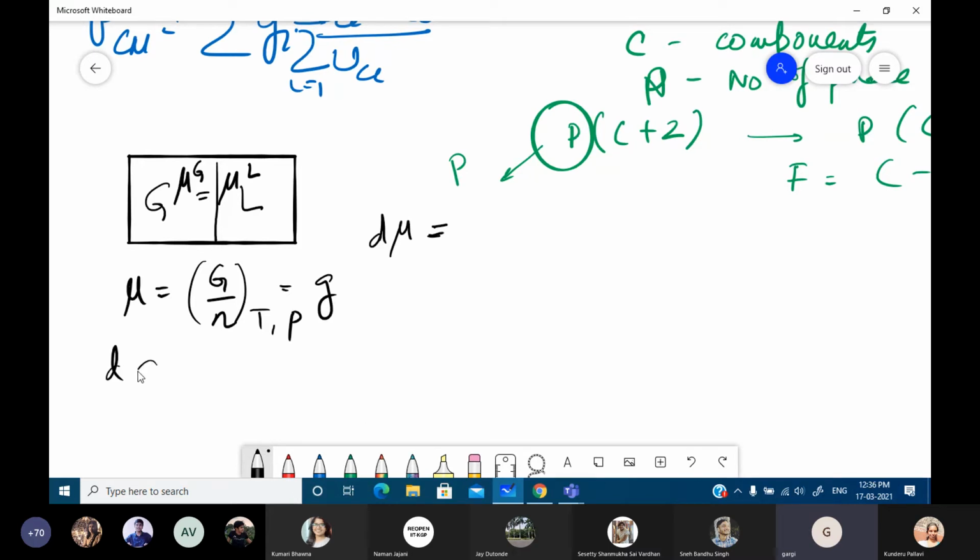Fine. Can you tell me the defining equation of G? What is this? Minus SdT plus VdP. Perfect. Very good. So d mu also we can write down the same thing.